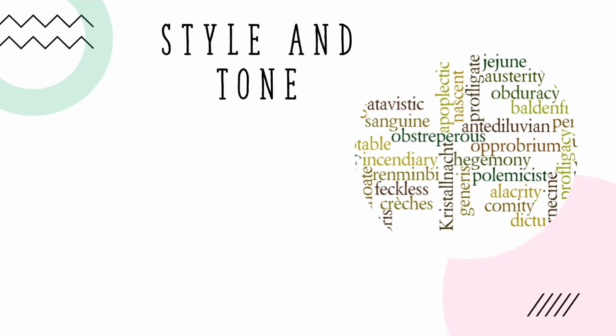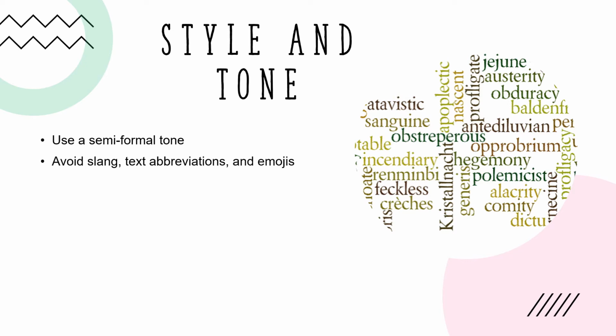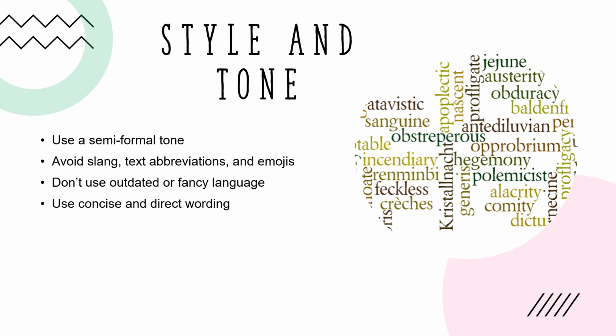Another characteristic of academic writing is using a particular style and tone. In general, you should aim to use a semi-formal tone, one that's respectful and appropriate, but also conversational and not too stuffy. Avoid using slang, common text abbreviations, and emojis in academic writing. Don't use outdated or fancy language that you wouldn't normally use in a conversation, words like hitherto and henceforth. Instead, use concise and direct wording that's easy to follow and understand.